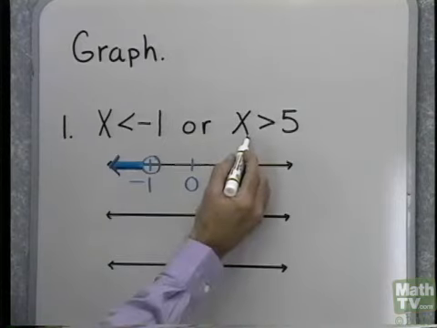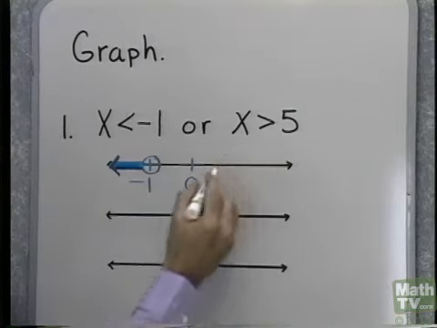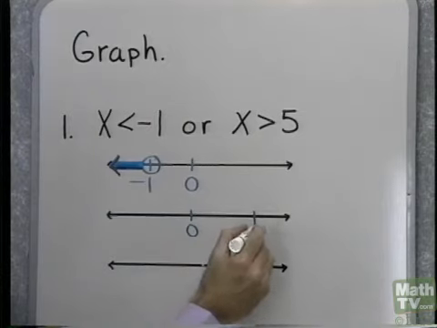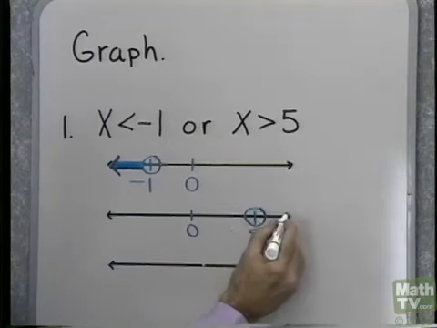Next, let's graph all the numbers on the number line that are greater than 5. So I'll put in 0 for reference, put in 5 over here, open circle around 5 because 5 is not included in the solution set, and my graph will go to the right.